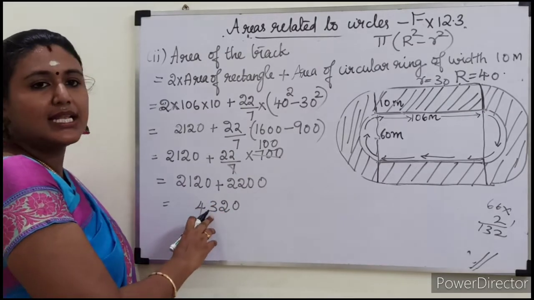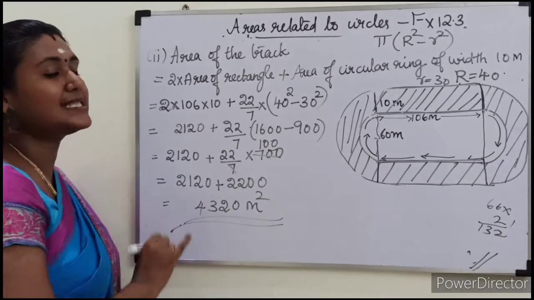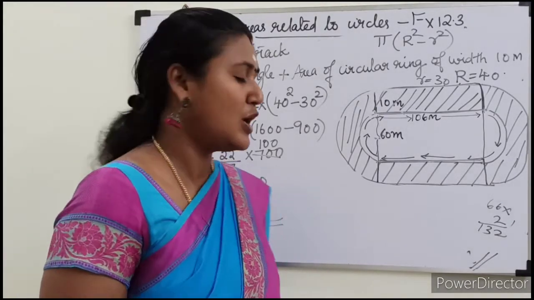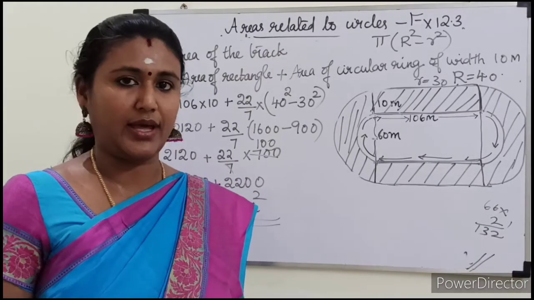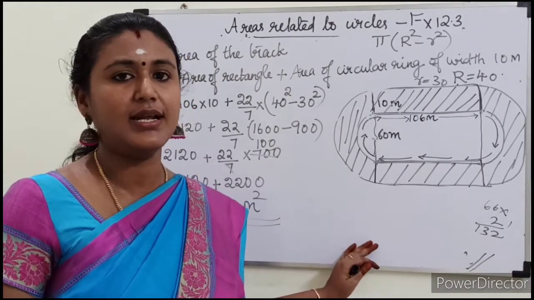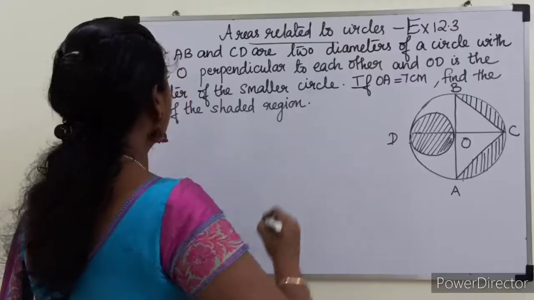So 4320 meter square. Actually, this is the area of the track. So, 4320 meter square. So, this is how you have to find. It's a very important question. Now, we will see the next question.